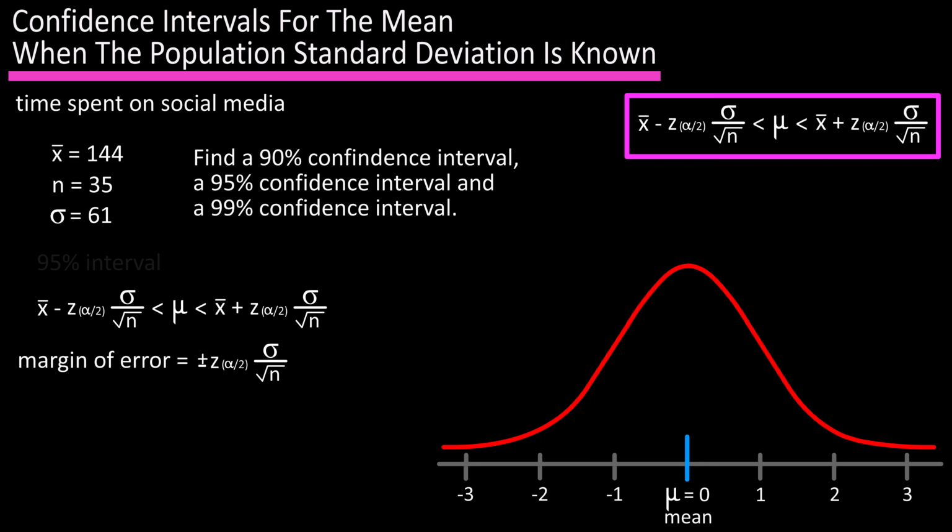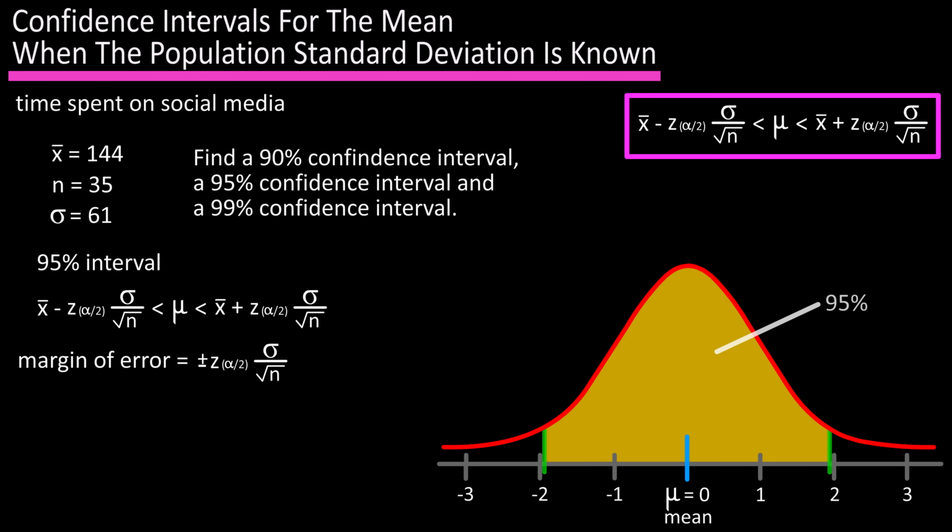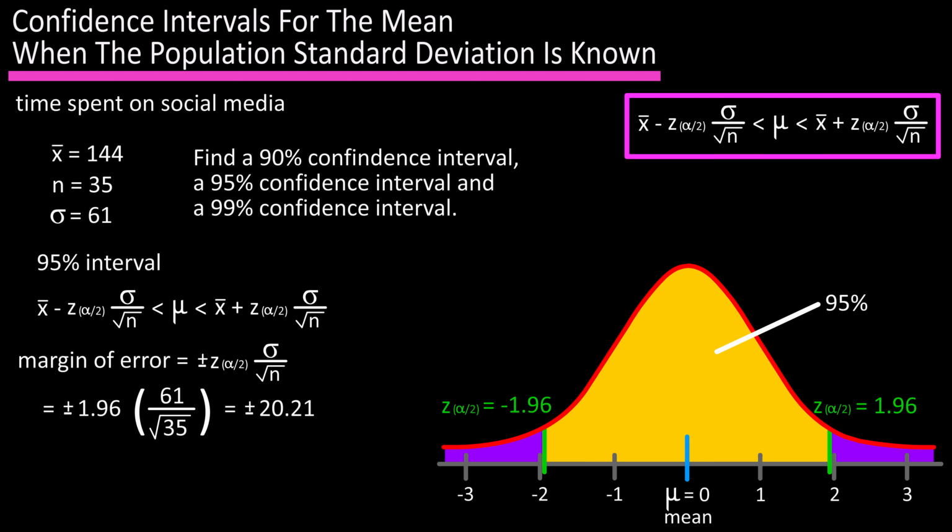Now for part 2, 95%. The only thing that's going to change from the previous problem is the z-score, as this time we're looking for 2.5% under each of the tails. And we found this z-value earlier in the video, which is negative 1.96 from the z-table. Now we can plug this into the formula, and we get a margin of error of 20.21, which gives us 123.79 less than mu less than 164.21.